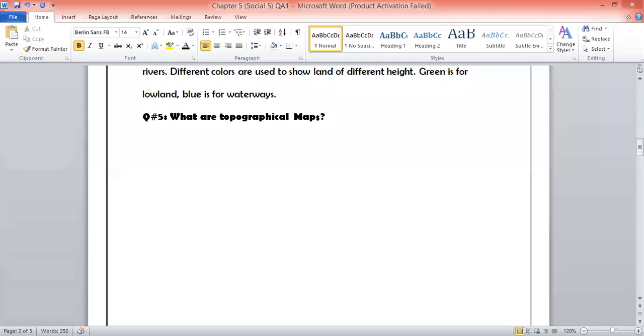So in the last class, we were doing the questions. We are at question number 5. And question number 5 is, what are topographical maps?